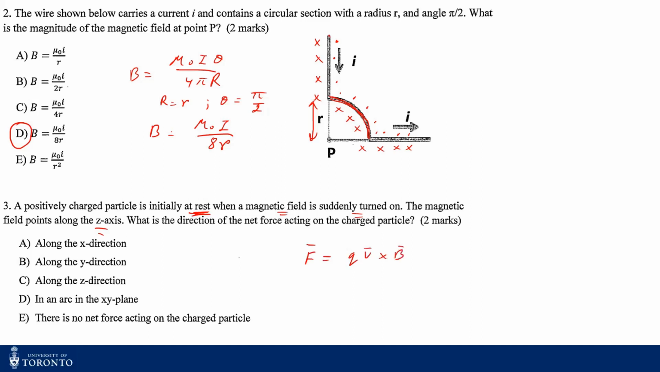So if there's a magnetic field, and a charge moving inside the magnetic field with a velocity v, then depending on the charged particle's polarity, positive or negative, it can move upwards or downwards. But the idea is that the charge needs to have a velocity, a moving charge inside the magnetic field. Since the charge is at rest, there is no net force acting on the particle. So therefore, option number E is your correct option.